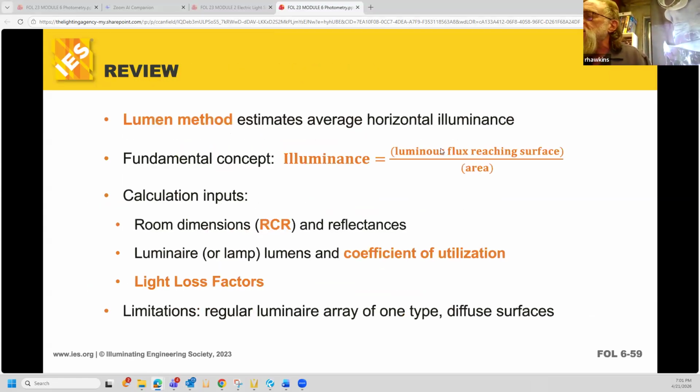Examples, fundamental concepts: luminous flux divided by area is illuminance. We talk about room cavity ratios, silos versus warehouses, and how different fixtures react in those. Light loss factors, don't forget them. A lot of people just default to a 0.9. Well, actually, it's not so far off if you've got LEDs that don't depreciate much and you throw in a little bit of room surface dirt and a little bit of luminaire dirt, right? It can work.